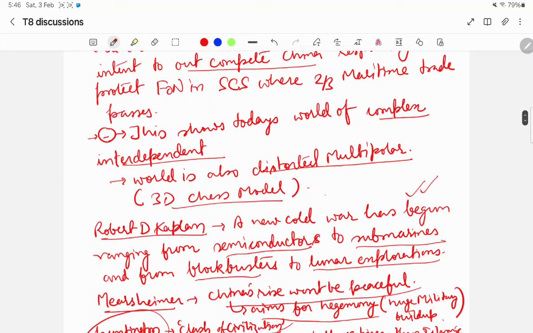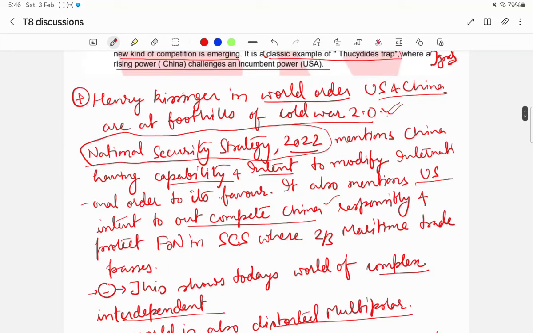And various points I have given you here, that Henry Kissinger in his book World Order says that they are in the foothills of Cold War. And the National Security Strategy Document 2022 mentions China having the capability and intent to modify the international order to its favor. It also mentions US intent to outcompete China. So there is an acceptance of the Chinese challenge in the American lobby.